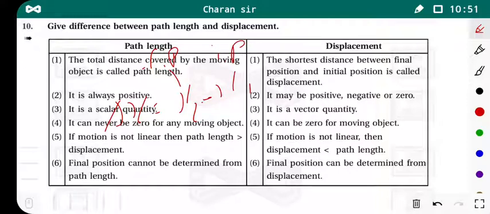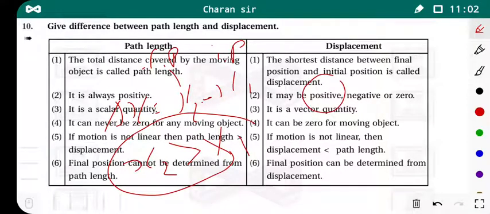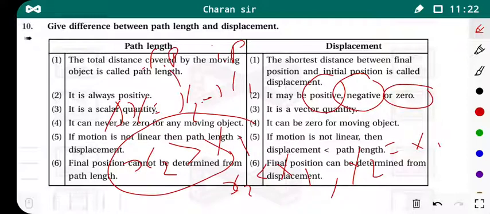So in which case our displacement is positive. When your final position's value is greater than the initial position value, at that time your displacement may be positive. But when your final position value is less than the initial position value, at that time your displacement value is negative. And when your initial and final positions coincide with each other, that means x2 is equal to x1, at that time your displacement is equal to 0.